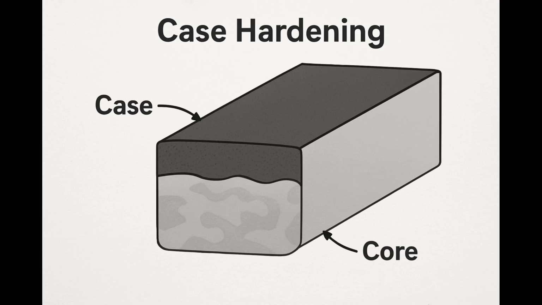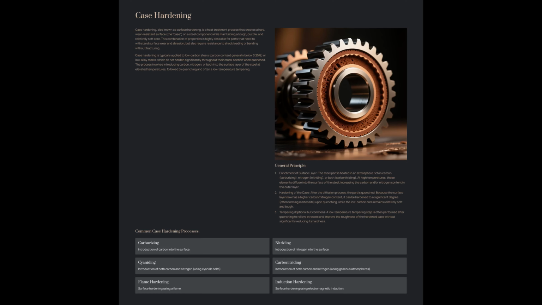Advantages of case hardening. Wear resistance: the hard surface provides excellent resistance to wear, abrasion, and fatigue. Tough core: the soft core maintains ductility and toughness, preventing brittle fracture. Cost effective: allows the use of less expensive low-carbon steels for applications requiring a hard surface.